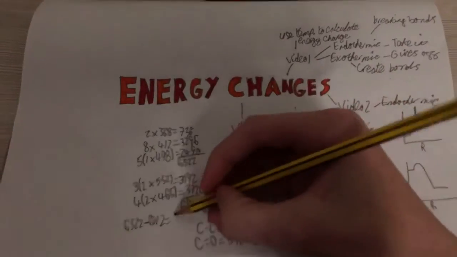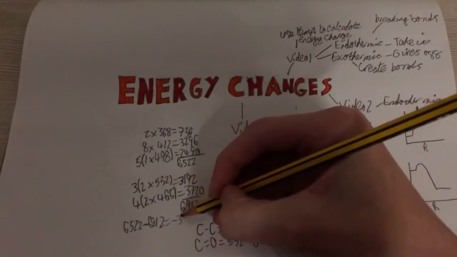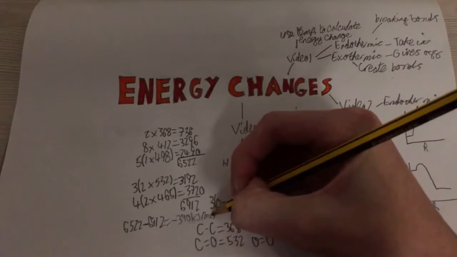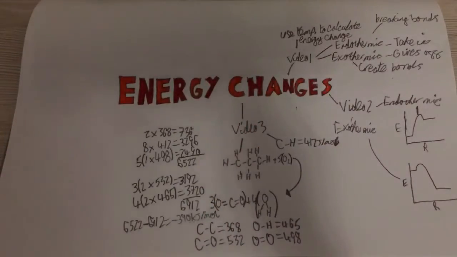You should always subtract the products' energy from the reactants' energy. If you've done that right, it should give you negative 390 kilojoules per mole. If it asks you for the difference, give it as a positive, which would be positive 390 kilojoules per mole.